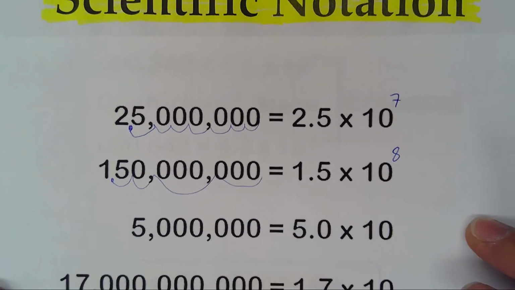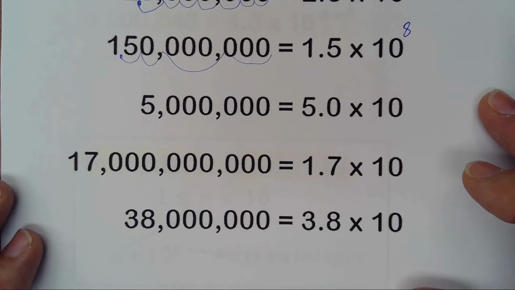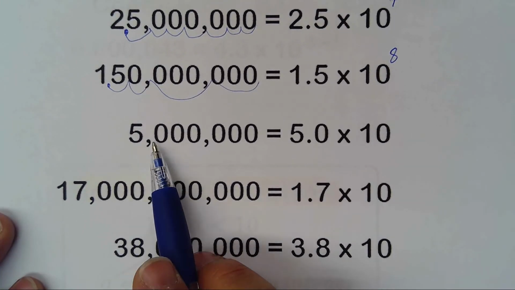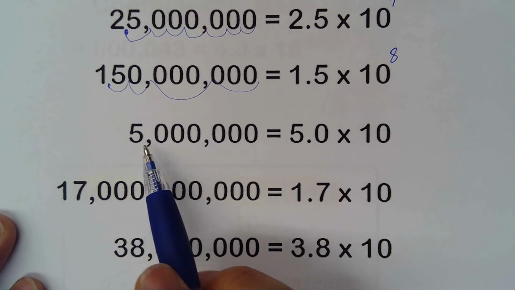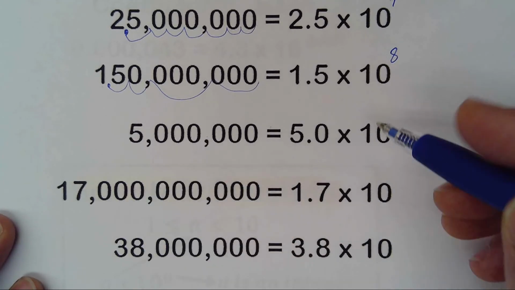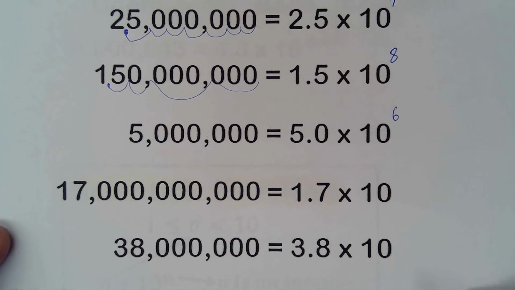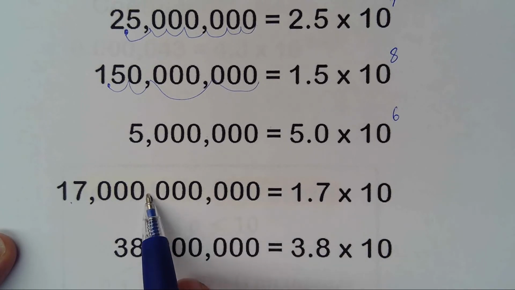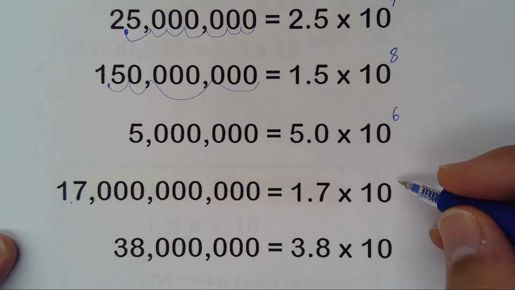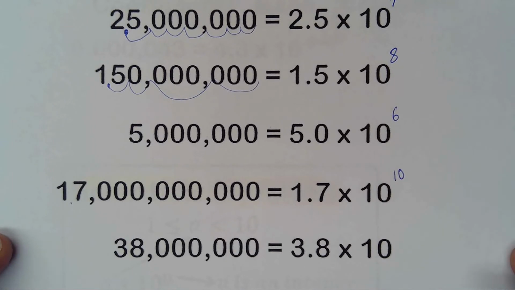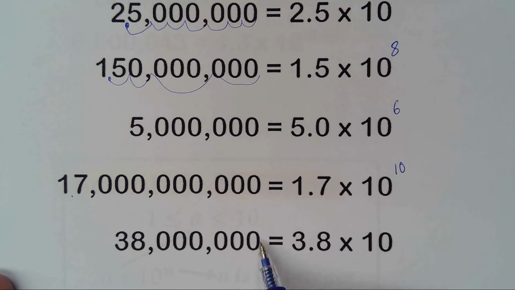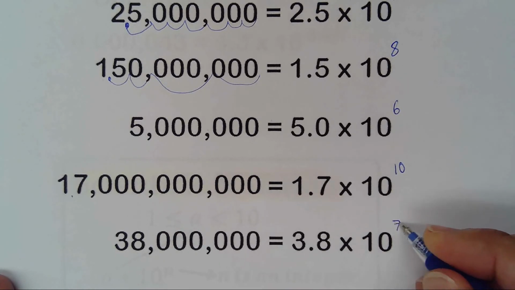And I keep going. Okay, so let's do the other 3. So we have 5 millions. I need the decimal here. So 3, 6. So times 10 to the 6th. 17 billions. I need the decimal between the 1 and the 7, so that will be 3, 6, 9, and 10. So it will be 1.7 times 10 to the 10th. 38 millions, 3.8, 3, 6, 7, times 10 to the 7.